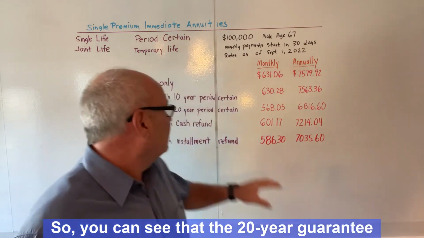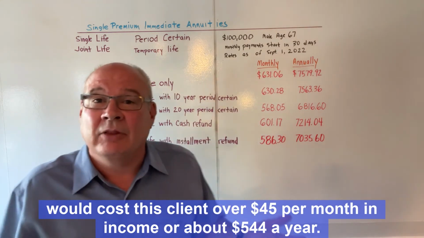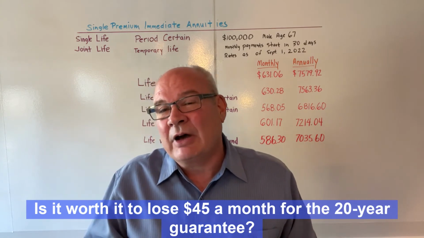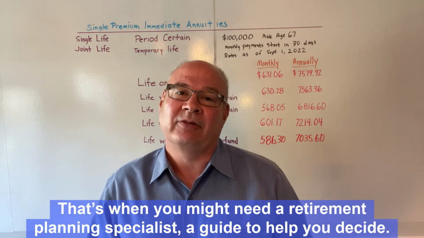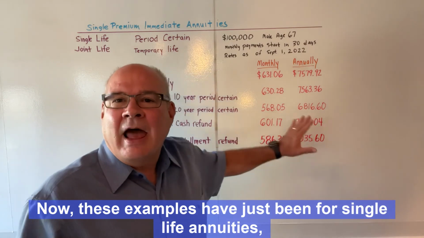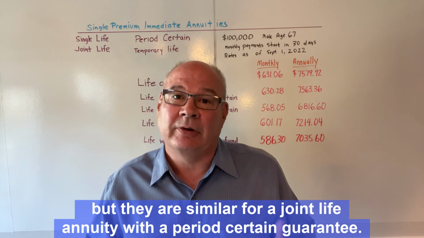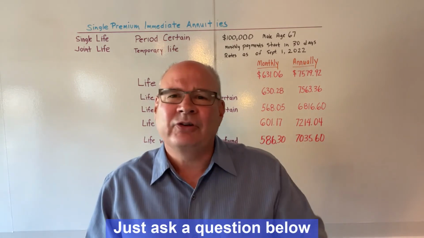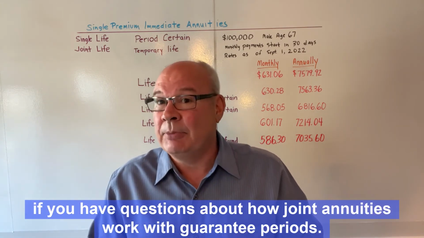So you can see that a 20-year guarantee would cost this client $63 a month, or about $544 a year. Is it worth it to lose that much a month to have that 20-year guarantee? That's when you might need a retirement planning specialist, a guide, to help you decide. Now, these examples have been just for a single life annuity, but they're similar for a joint life annuity with a period certain guarantee. Remember, the longer the guarantee, the shorter the payment. So just ask the question below if you have any questions about how joint annuities with guarantee periods work.